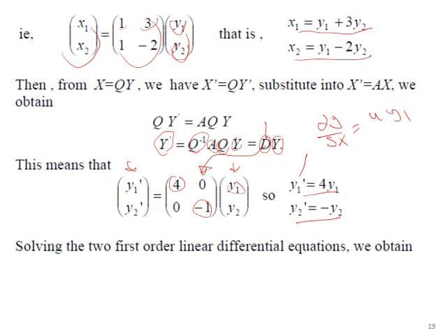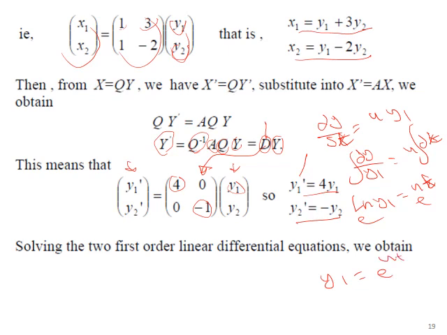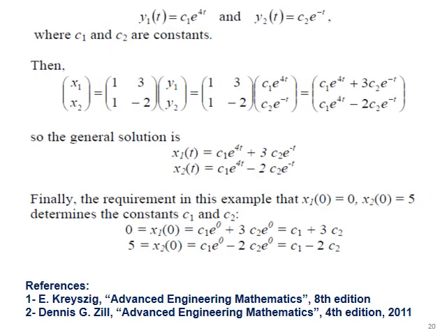Rearrange to separate: dy1 over y1 equals 4 dt. Now if we integrate both sides, this gives ln y1 equals 4t. Here it's supposed to be t, because it's a function of t. Now when I take the exponential of both sides, y1 equals e to the 4t, as you can see here. And the same for the second one, y2 equals e to the minus t.